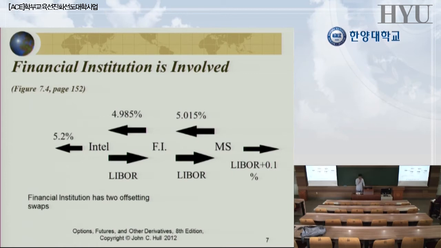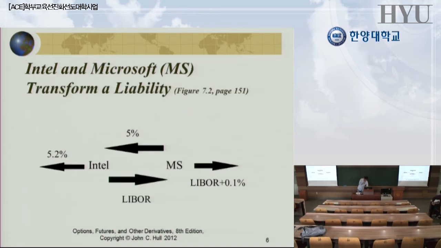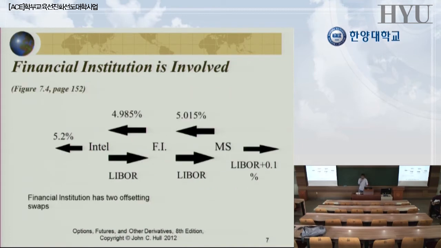And this part talks about the financial institution. Usually two financial firms don't actually swap with each other side by side. There's a financial institution involved in these transactions, and usually this financial institution receives a spread of 3 to 4 basis points. So instead of Microsoft paying 5% fixed rate, they will be paying 5.015%, which is half of the 3 basis points, or 0.03%.